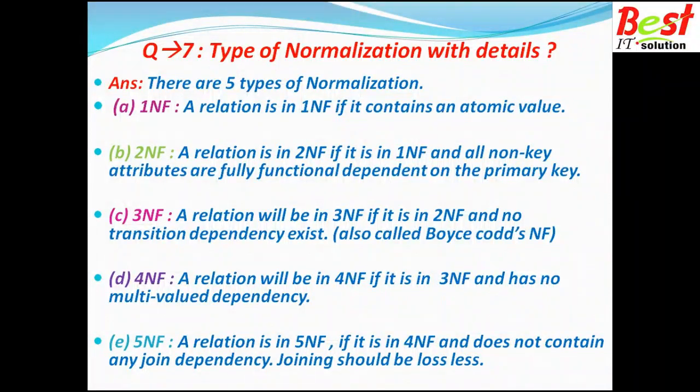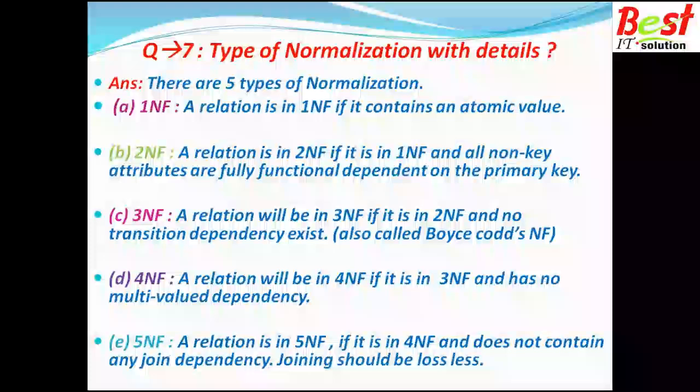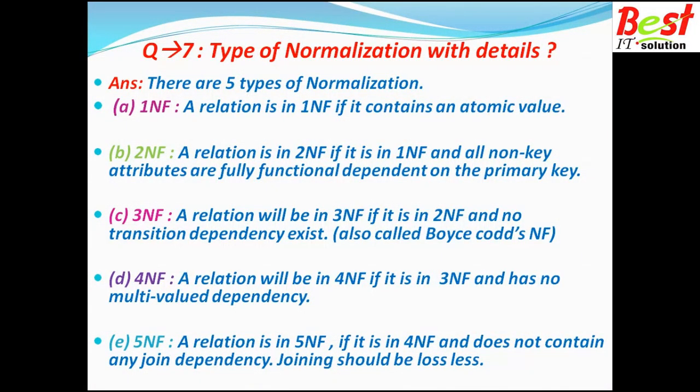And 5NF: a relation is in 5NF if it is in 4NF and does not contain any join dependency, and joining should be lossless. So in the fifth normal form, it should satisfy all the properties of the earlier forms, that is first, second, third, and fourth normal form, plus, additionally, it does not contain any join dependency. Joining should be lossless. So these are the 5 types of normalization, or normal forms, we can say.